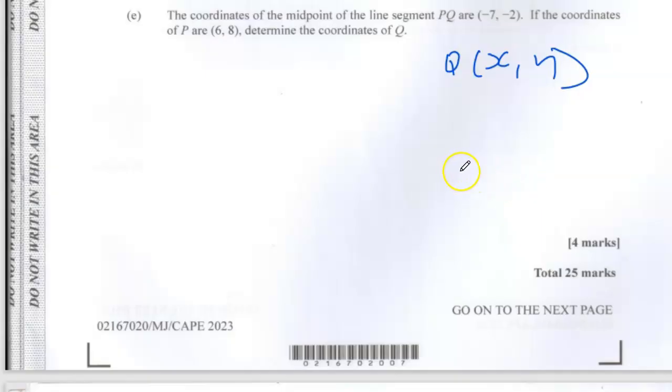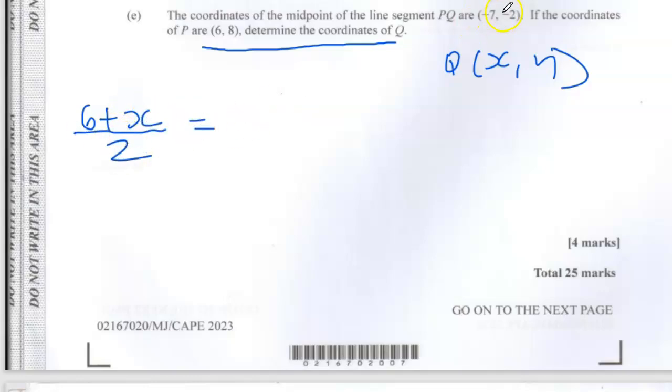Alright, so think about midpoint. How do we find the midpoint? We find it by adding the two x values and dividing by 2, and adding the two y values and dividing by 2. So the midpoint of PQ is this. The x coordinate for P is 6. So 6 plus the x coordinate for Q, which I'm calling x. So 6 plus x, divided by 2, I'm supposed to get a midpoint of negative 7.